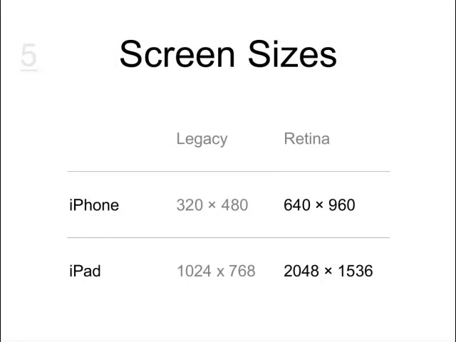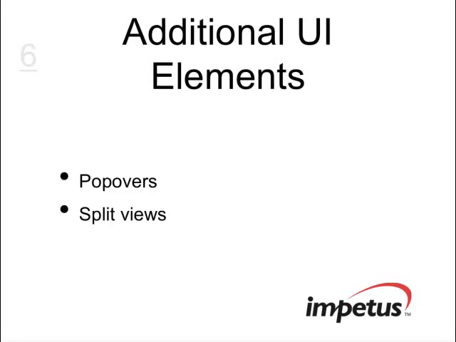So obviously the screen size, when we look at the Retina display, it's 4 times the area of your iPhone. And the additional UI elements are the popovers and split views. A popover is just a transient view that is revealed when the person taps the control. And the split view is a full screen view that divides the screen into a left navigation and a right content area. Both of these are very common on the iPad, and your customers are going to be used to them.